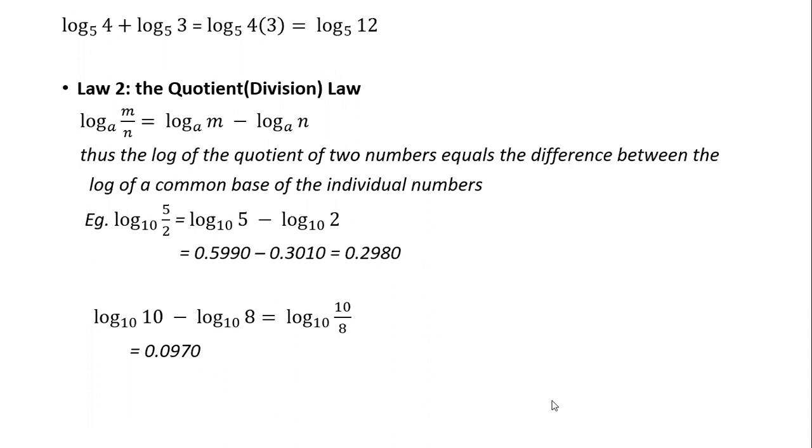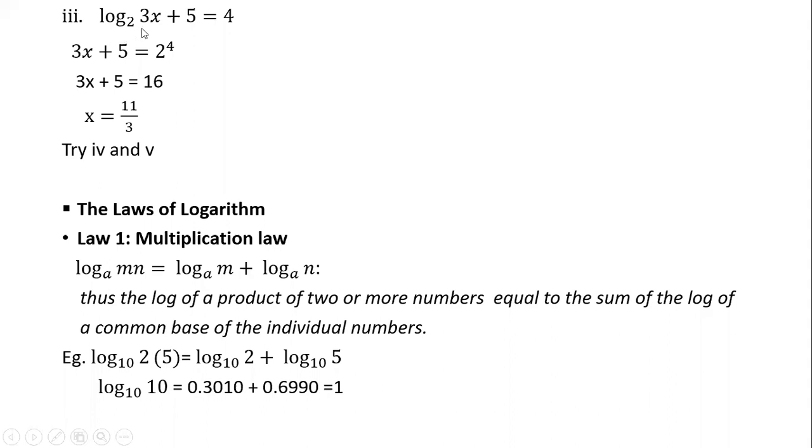I hope you are all following. So let's go to the next example. So we have log base 2 of (3x plus 5) equal to 4. By sending the 2 to the right hand side, it becomes 2 power 4. So therefore, we have 3x plus 5 equal to 2 power 4. We are having a linear equation here. But 2 power 4 is 16. Therefore, we have 3x plus 5 equal to 16. Hence, by solving for x, we have x equal to 11 over 3. That 5 to the right hand side becomes minus 5, 16 minus 5 is 11. Now divide by 3, we have 11 over 3. So you can try the examples IV and V. You try them on your own.